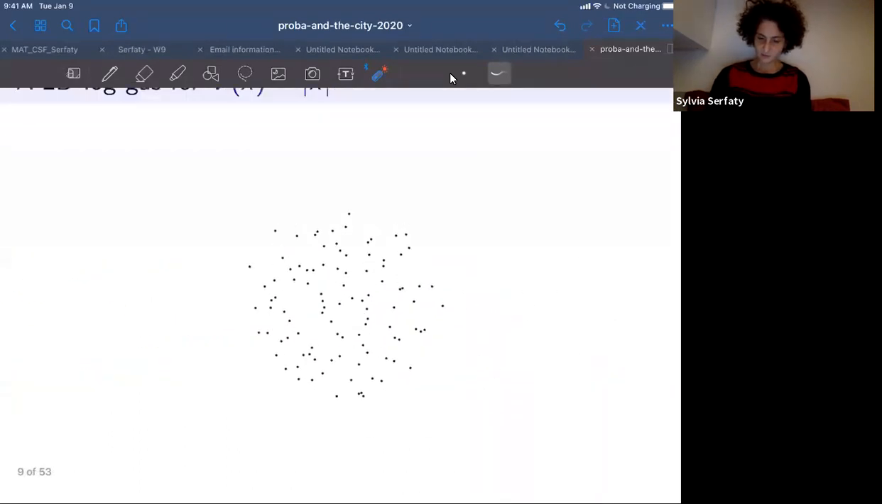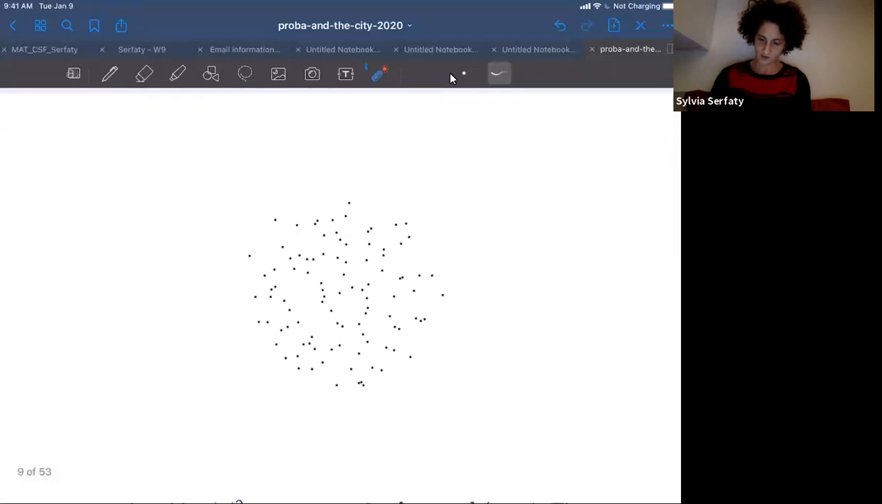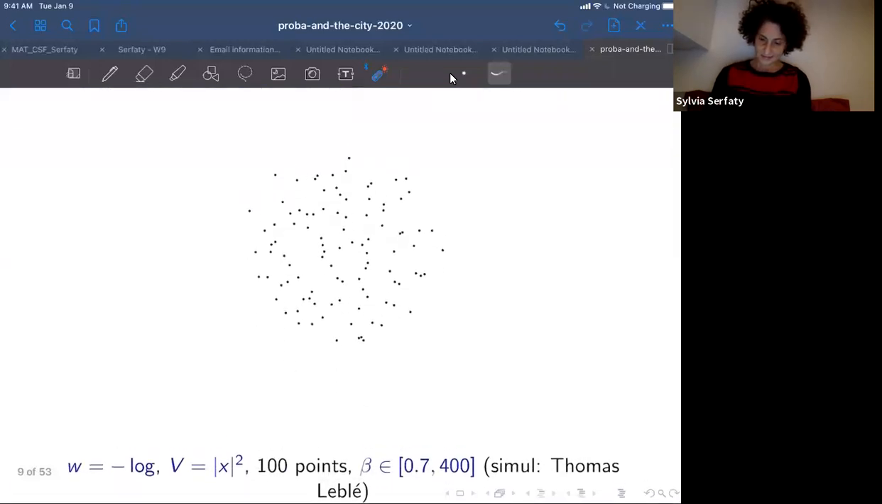So let me show you simulations of a 2D log gas. Here, the interaction is logarithmic, of course. The confinement, again, is quadratic. And beta is going to change to go from small to large. So beta being an inverse temperature, it means that we're going to cool down the system. And as you can see, the distribution of points is following the equilibrium measure, which is the uniform distribution in a disk. So you should see the points uniformly distributed in a disk.